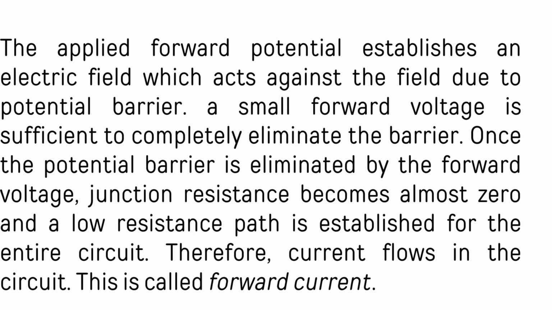Once the potential barrier is eliminated by the forward voltage, junction resistance becomes almost zero, and a low resistance path is established for the entire circuit. Therefore, current flows in the circuit. This is called forward current.